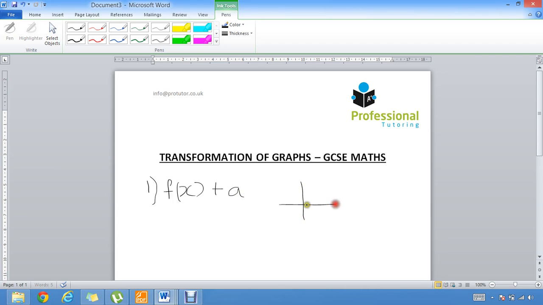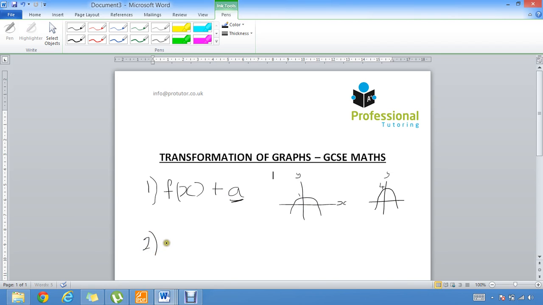So for example, if I have a graph like this, remember this is your y and that's your x-axis. Now if this crosses the y-axis at 1, and this a now becomes 3, your new graph will go up by 3. So 1 plus 3 is 4, so you go up and that will now be 4. So it only affects the y-axis by whatever number this is. Please make sure that your x-coordinates do not change.